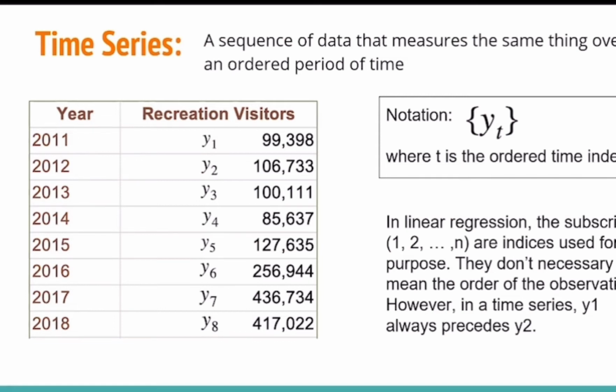You may say that we may use something like that. But here in time series, what we are trying to say is that y1 precedes y2, and y2 succeeds y1. So this is being ordered. I just wanted to take note of that.